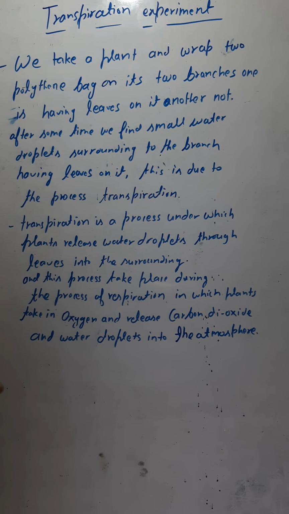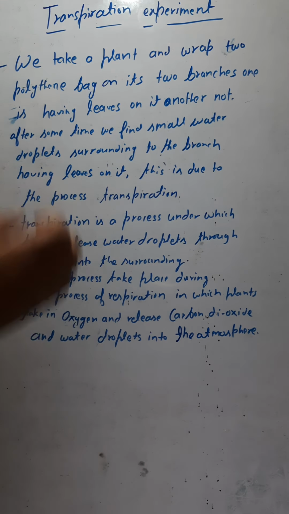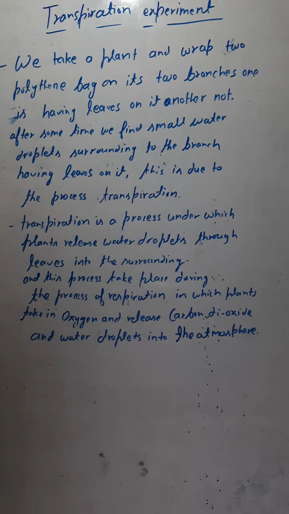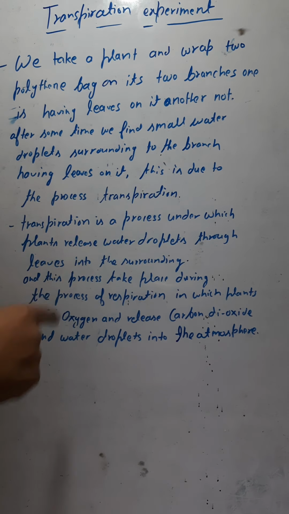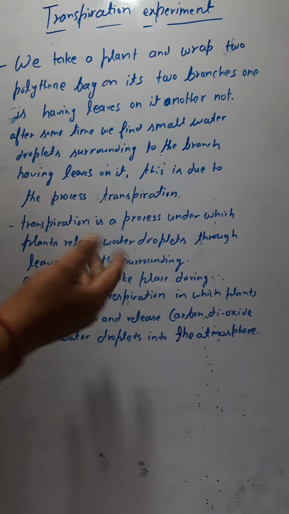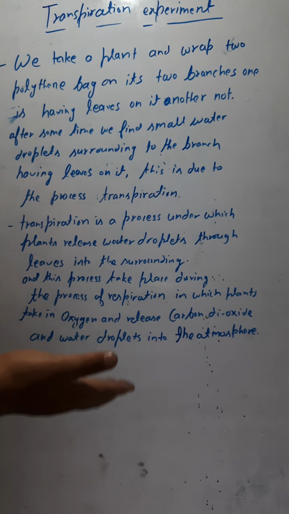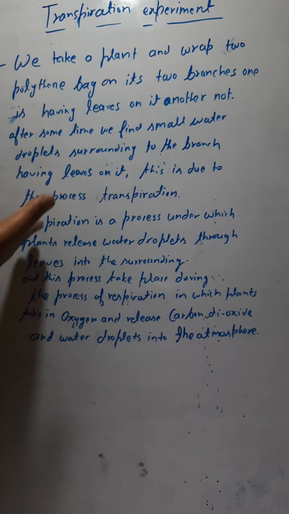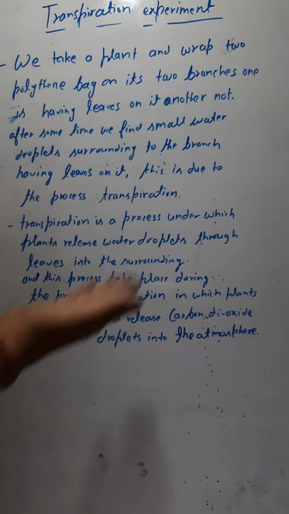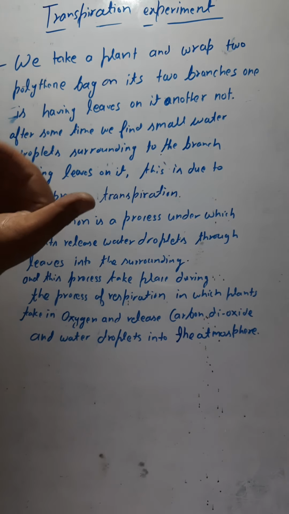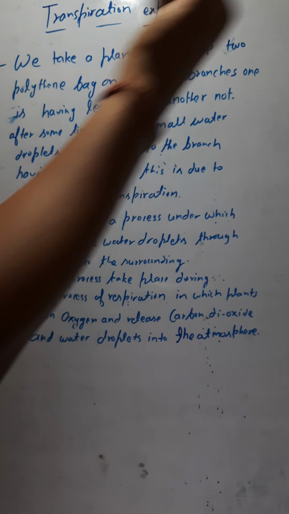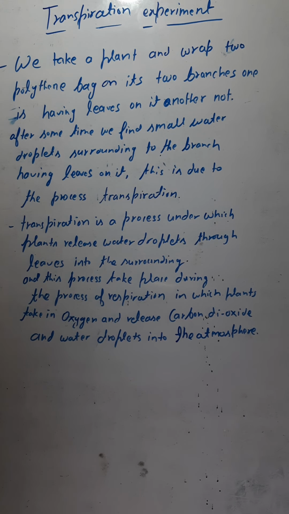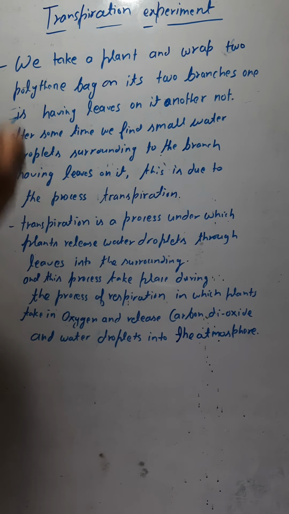After some time, you find small water droplets surrounding the branch having the leaves. This is due to the process of transpiration, and transpiration is a process under which plants release water droplets into the atmosphere through their leaves. That you have to know. This transpiration process continues while the plants are respiring, taking in oxygen and releasing carbon dioxide along with water droplets. The release of the water droplets is known as transpiration. So this is all about respiration as well as transpiration.